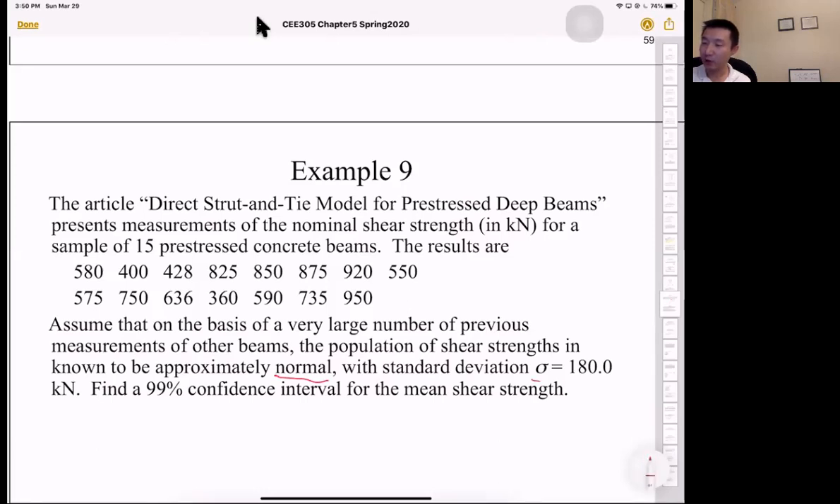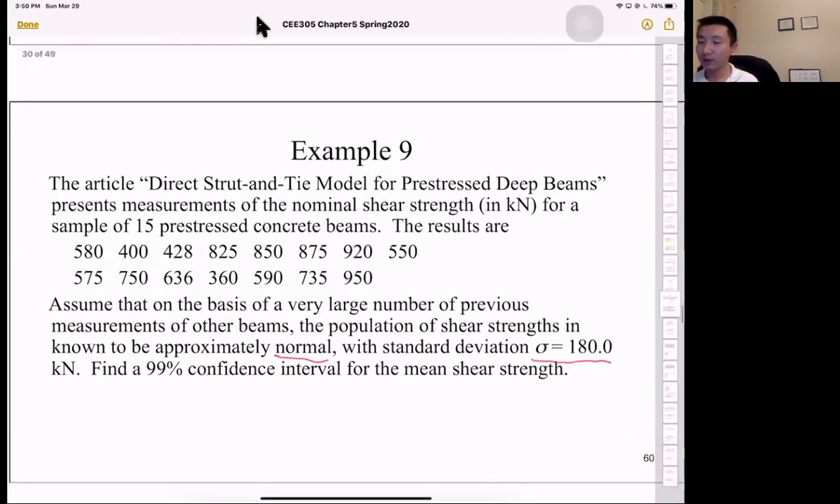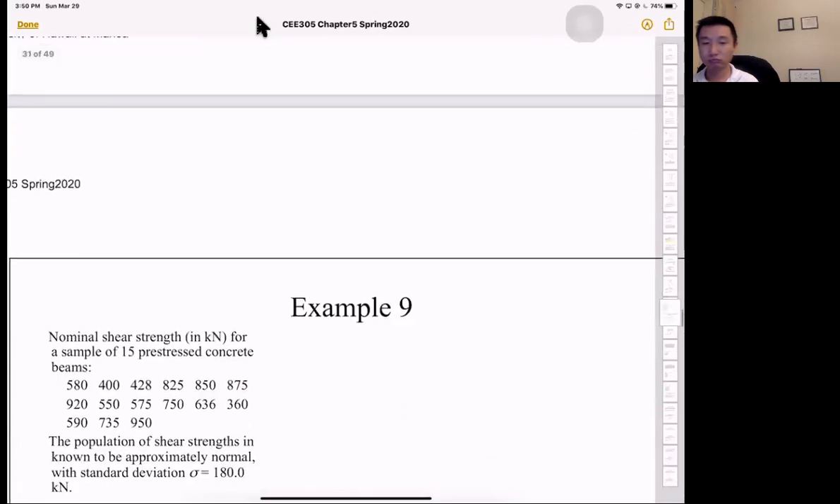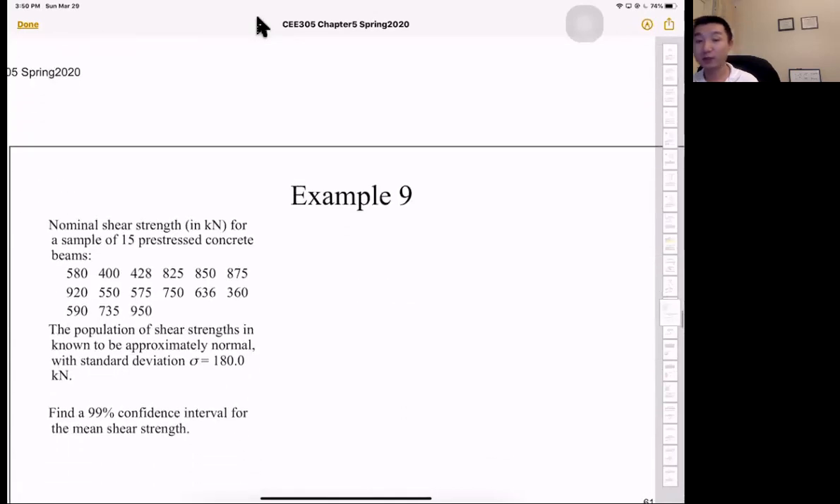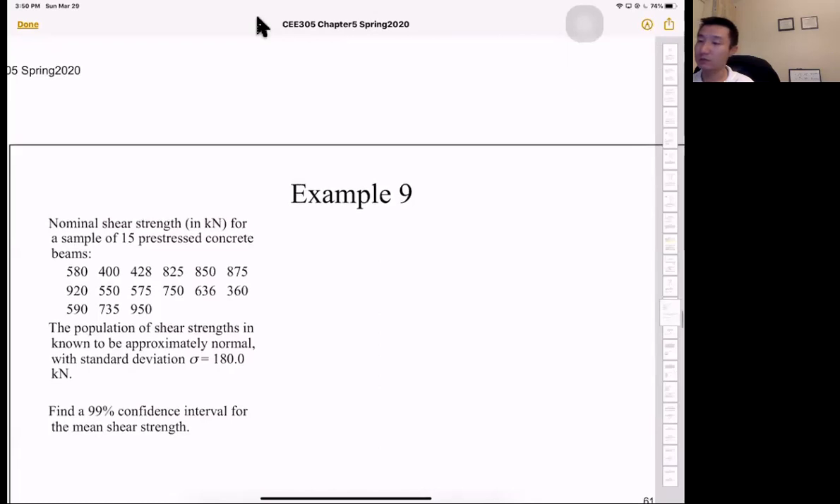In this case, we know the population standard deviation, which is 180. The question is asking for a 99% confidence interval for the mean shear stress. We know it follows a normal distribution, and also we know it is a small sample. So normally we should follow the Student's t distribution.